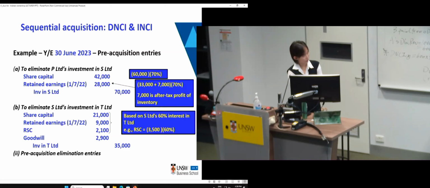Still pre-acquisition entries for the second acquisition, right? We are going to eliminate S's investment in T. Now S paid 35,000 to acquire 60% interest in T, right? And S's share of T's pre-acquisition share capital is calculated based on 60%. Okay. Now included is a share of the RSC balance because we prepared the revaluation entry in the worksheet for the plant that is held by T, right? Now this RSC balance is part of T's pre-acquisition equity balance. And then we need to eliminate S's portion of T's pre-acquisition equity in the pre-acquisition elimination entries. Now don't forget to recognize the goodwill acquired in the acquisition.